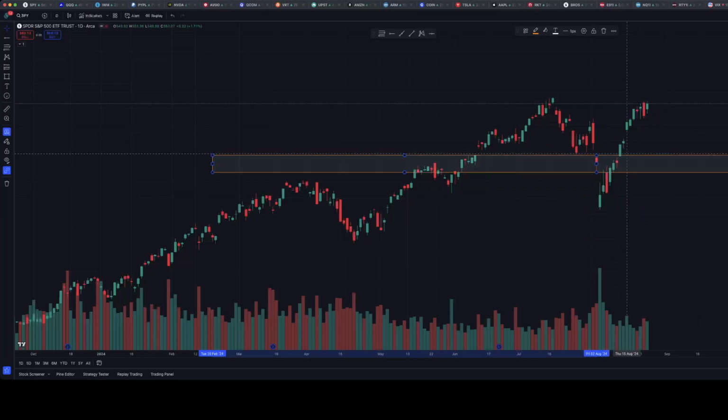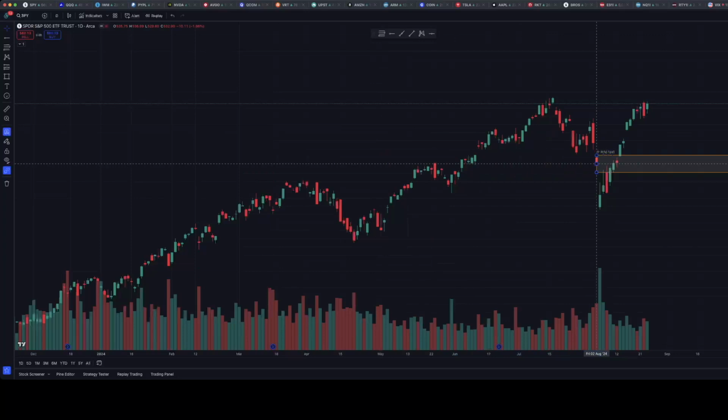Same with the top level. It was resistance turned to support. So you can see like this is obviously a zone that institutions are trading around. I don't bring it back like that, but that's just to show you that like these levels actually do play out. So sometimes I will draw a box right here to keep it. Now let me add a few more just to kind of give a better insight.